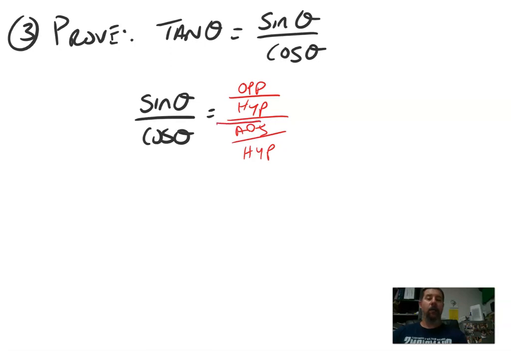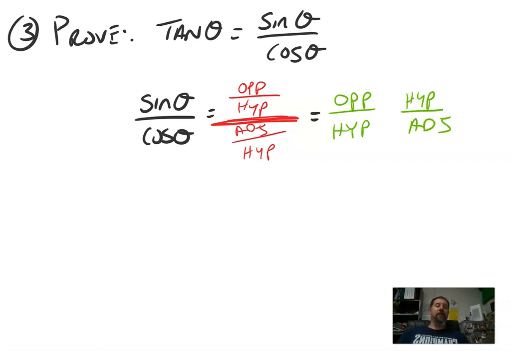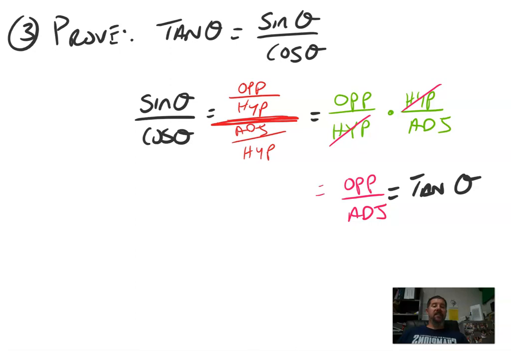Now, we're really just dividing these things, right? These little fractions just mean divide. So if I divide fractions, I'm going to skip, flip, and multiply. Skip the top fraction, leave it exactly the same, flip the bottom fraction, and then multiply these together. When I multiply these together, I can cross cancel, and the hypotenuses can die off. And so we are left with opposite over adjacent, which is the definition of tangent. So we just proved that sine theta over cosine theta equals tangent theta.